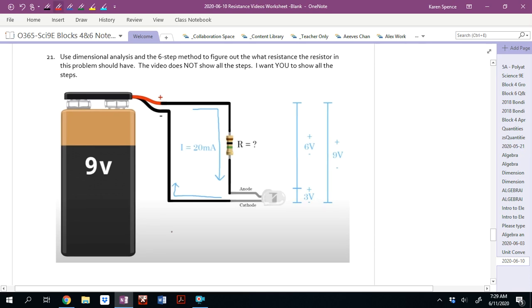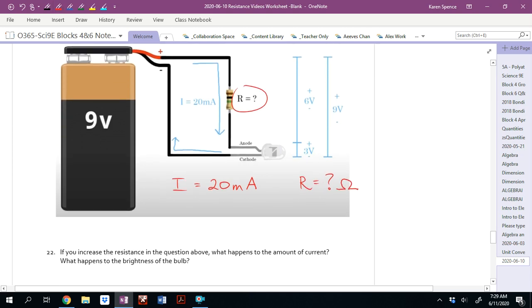So we have a current which is equal to 20 milliamps. We don't know the resistance, so that's going to be my unknown. That's going to be what I want to find. The resistance is, and the unit of resistance is the ohm, represented by the letter omega.